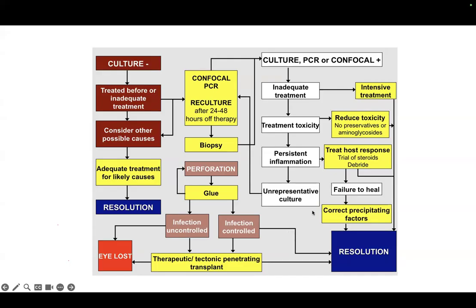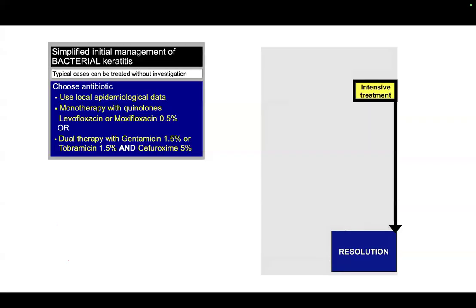But I don't want to bore you with that too much. And as I said, generally as a rule, we will prescribe monotherapy. It's much simpler for the patients. But there's always a chance that they've got an organism that isn't responsive to something like moxifloxacin. Bearing in mind that Pseudomonas is covered by moxifloxacin, but some antibiotics are better than others for certain organisms, and so maybe gentamicin might be a better option for some patients. And so if that's the case, then we'll prescribe gentamicin and cefuroxime drops for the gram positives. But as I say, most will be covered by the quinolones.